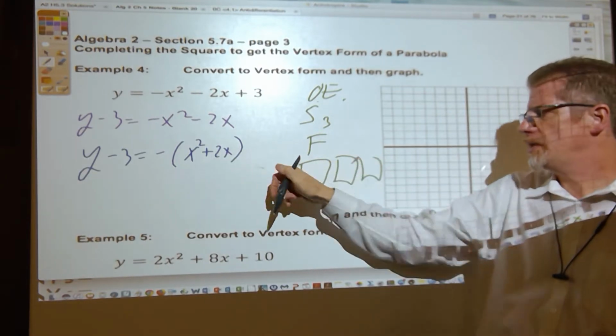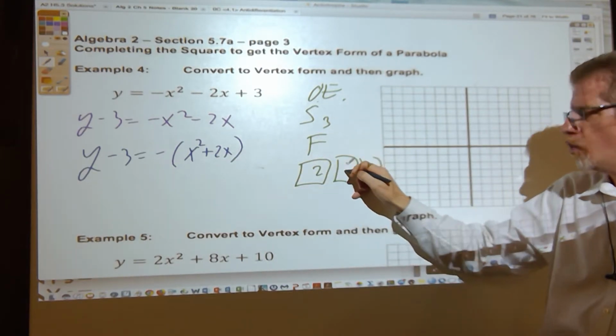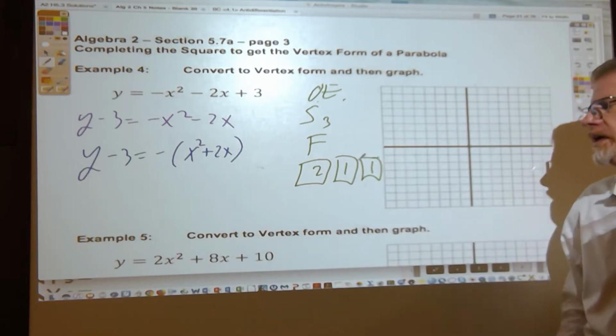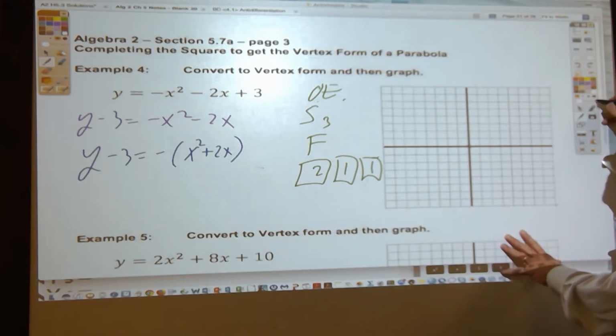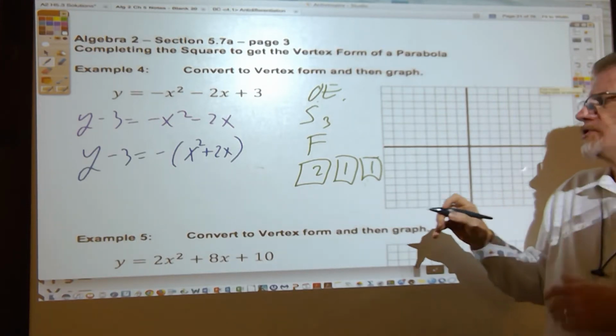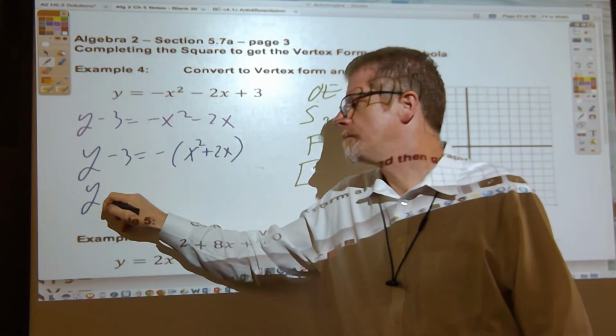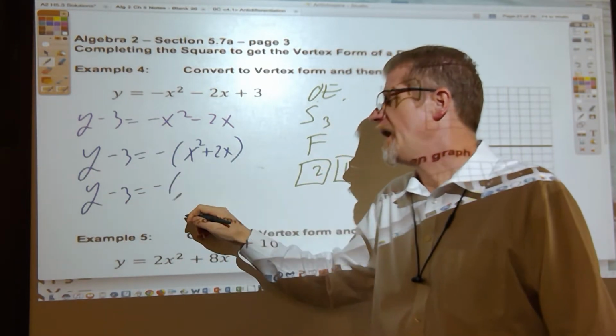Now let's populate our boxes. We got b is 2, half of that is 1, square it to get 1. Okay, now for the part that requires some real dedication in your imagination. Friends, think of a pan balance.